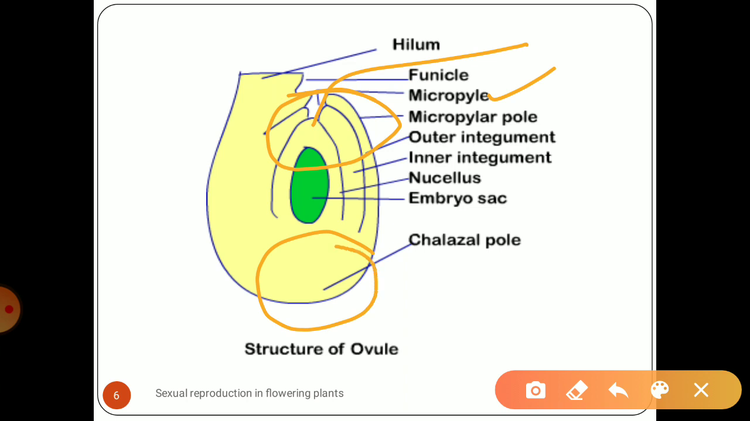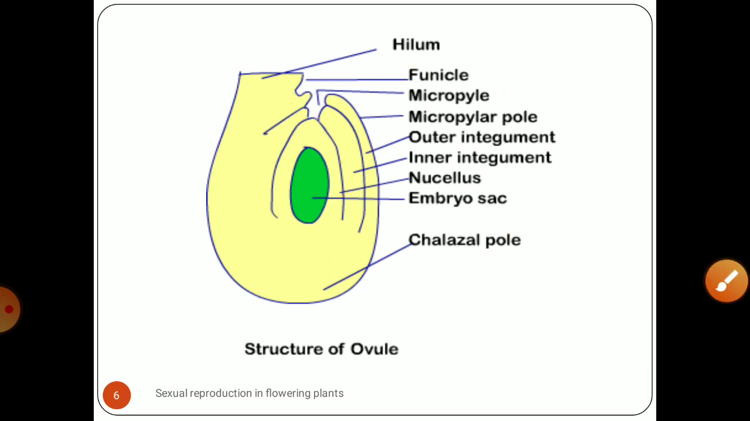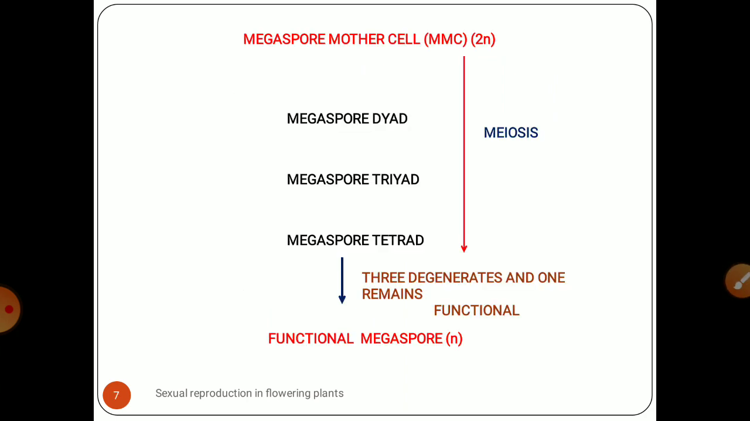When megasporogenesis completes and development of the female gametophyte also completes, the structure forms the embryo sac, or we can also call it the female gametophyte. So this is the basic structure of the ovule. This is often asked in your exam also, so learn it properly. Now moving on to the most important event, that is megasporogenesis.